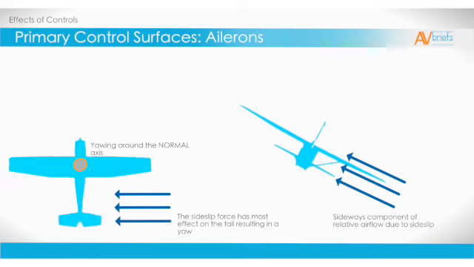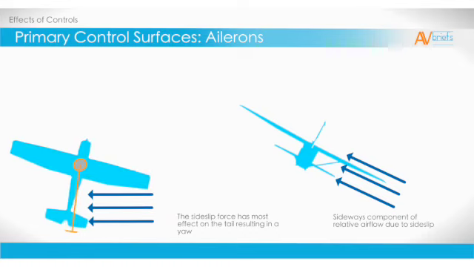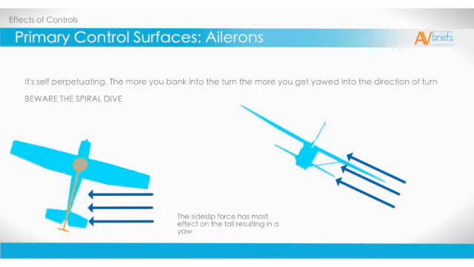This effect is self-perpetuating. In other words, the more you have, the more you get. So the more you bank into the turn, the more you get yawed into the direction of turn. This can result in a spiral dive. This effect is responsible for many accidents, and needs to be treated with respect.